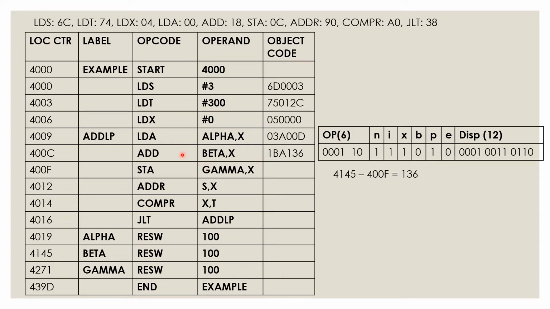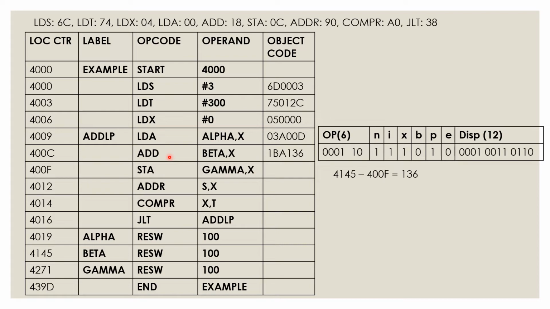Opcode for add is 18, so the value of 1 is 0001 and for the value of 8 we will consider only the first 2 bits, that is 10. Since it is not in immediate addressing mode nor in indirect addressing mode, value of N will be 1 and I value will be 1. Making use of X register, the X value will be 1 and E value will be 0 because it is of the format 3.